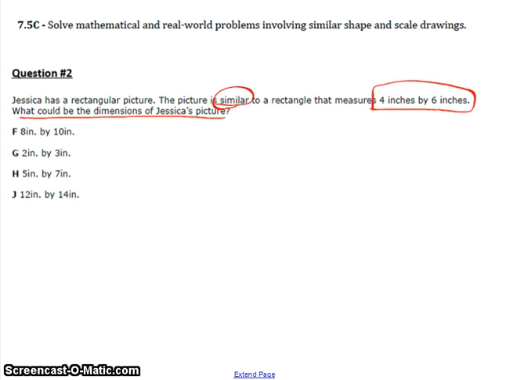Okay, you have to remember that similar shapes are shapes where the ratios between them are the same. And so if I have one picture that is a 4 by 6, I am looking for an equivalent fraction, an equal ratio to this 4/6. Now I'm going to show you 2 ways that you can solve this.